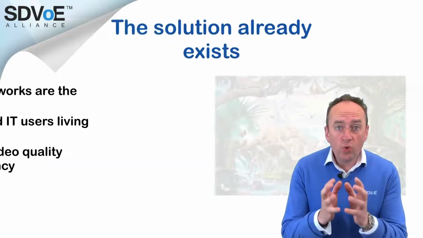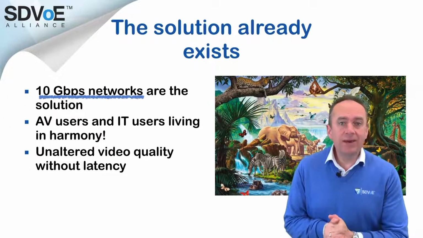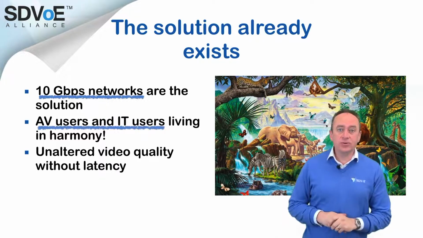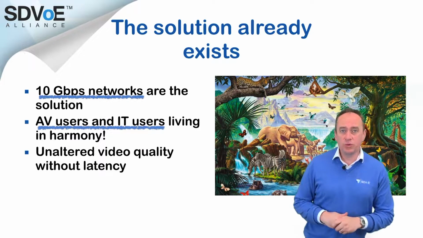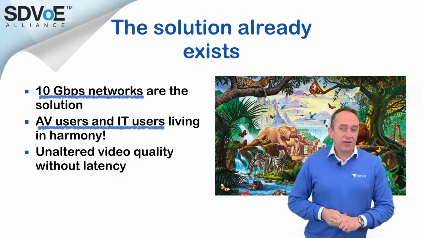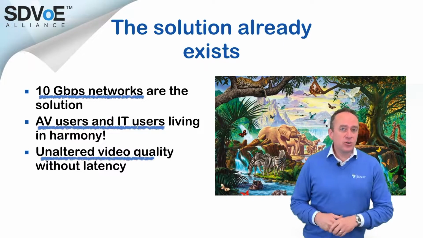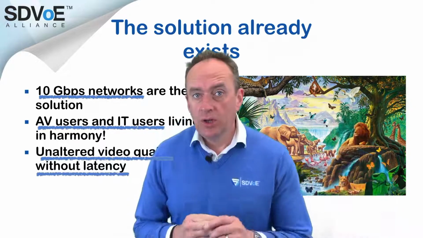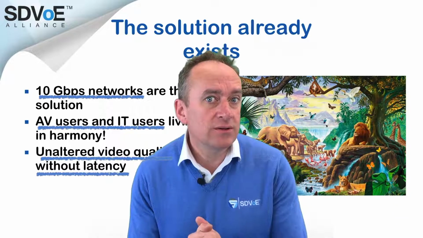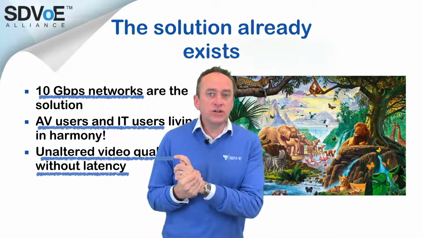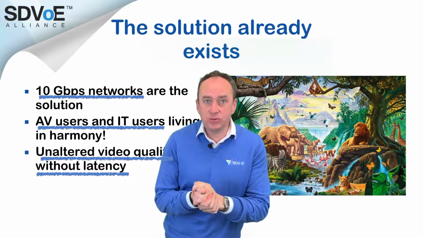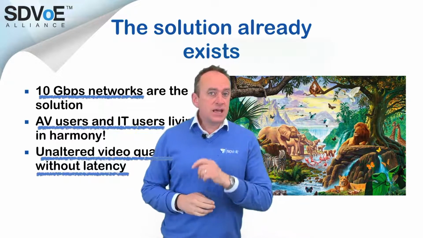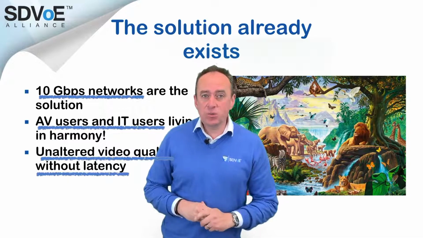The solution already exists with 10 gig networks. AV and IT users can coexist on a single network with absolutely no compromise. Integrators only have 1 network to manage, and the video quality is completely unaltered without any latency. So, how does it work? Well, in order to turn a video signal into packets of data which can then be sent across a network, codecs are used. Let's take a look at how codecs actually work.